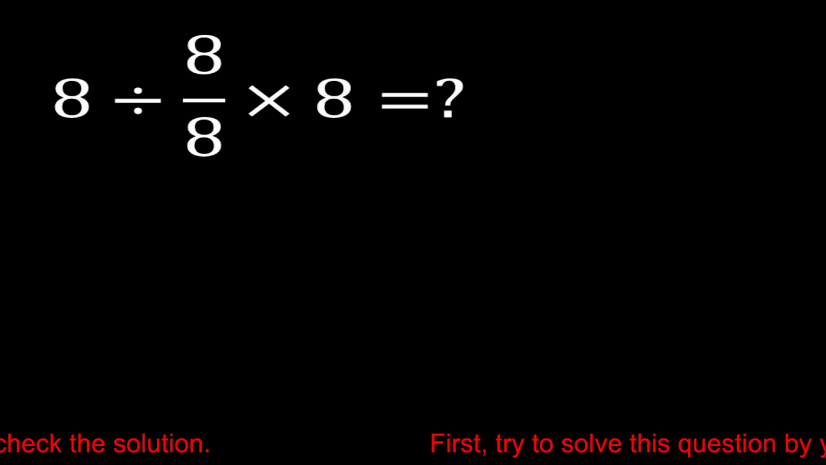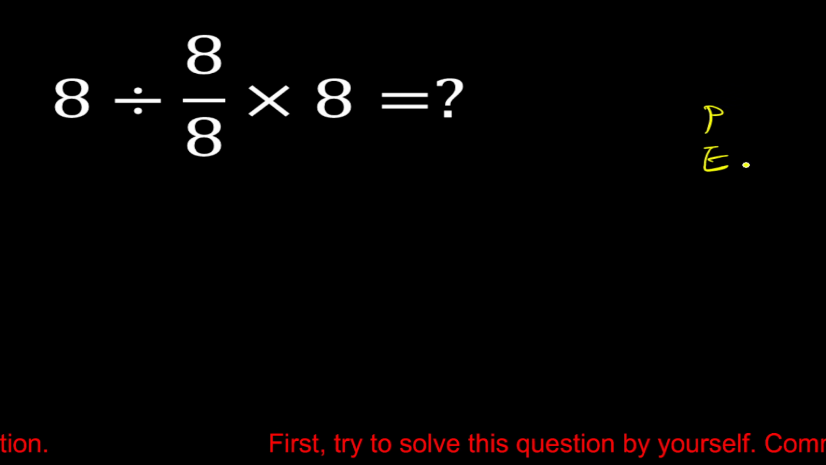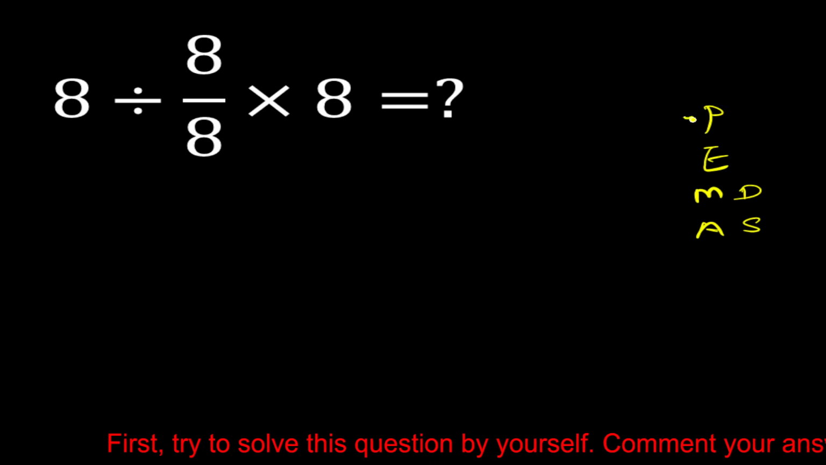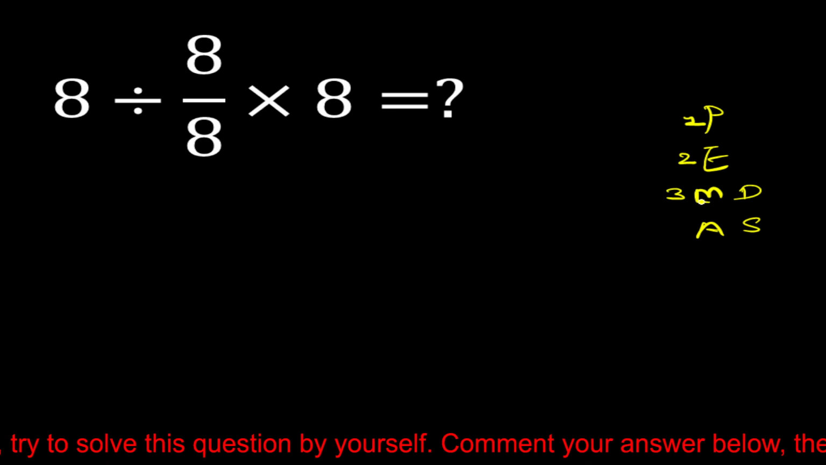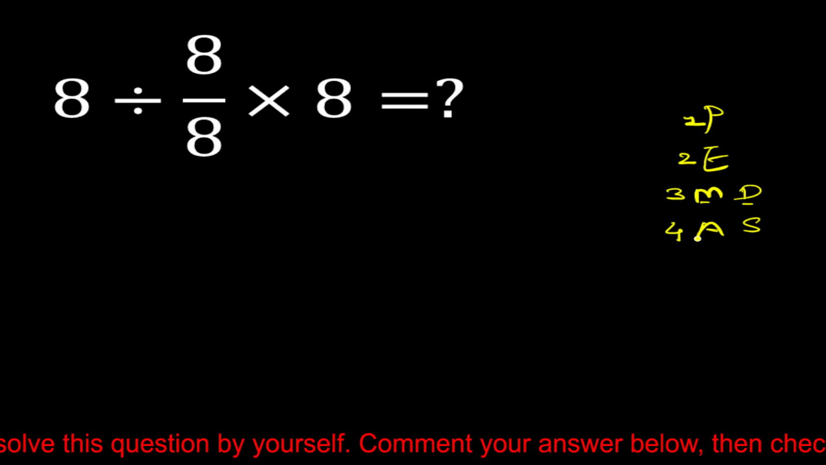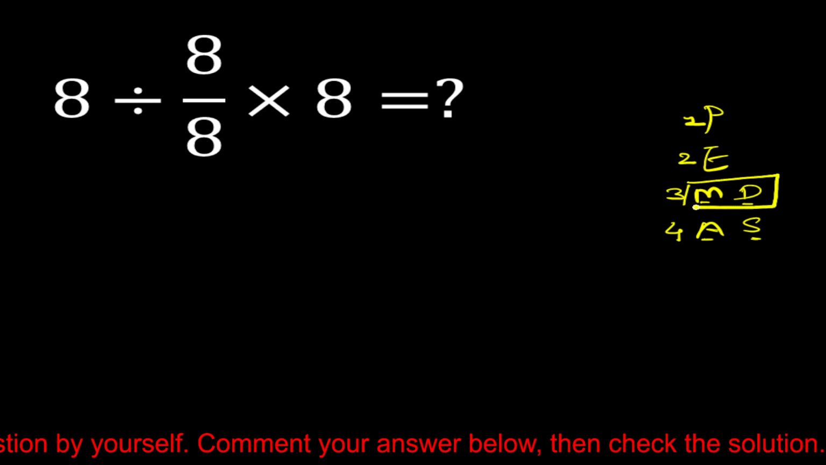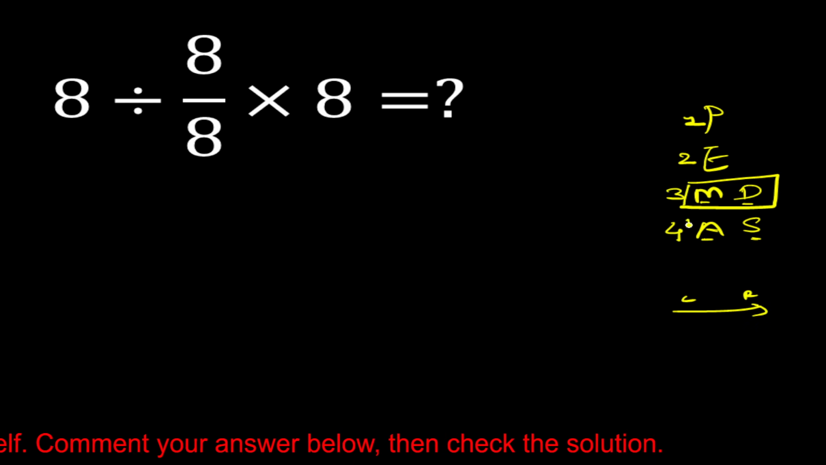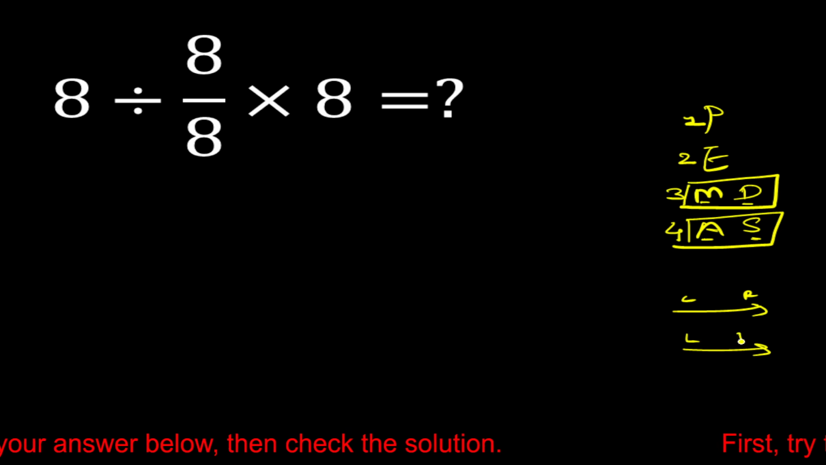PEMDAS. According to PEMDAS, first priority is parentheses, then second priority is exponents, third priority is multiplication and division, and fourth and last priority is addition and subtraction. Here multiplication and division both have equal priority, so we have to solve it from left to right. Then addition and subtraction also both have equal priority, so we have to solve it from left to right.